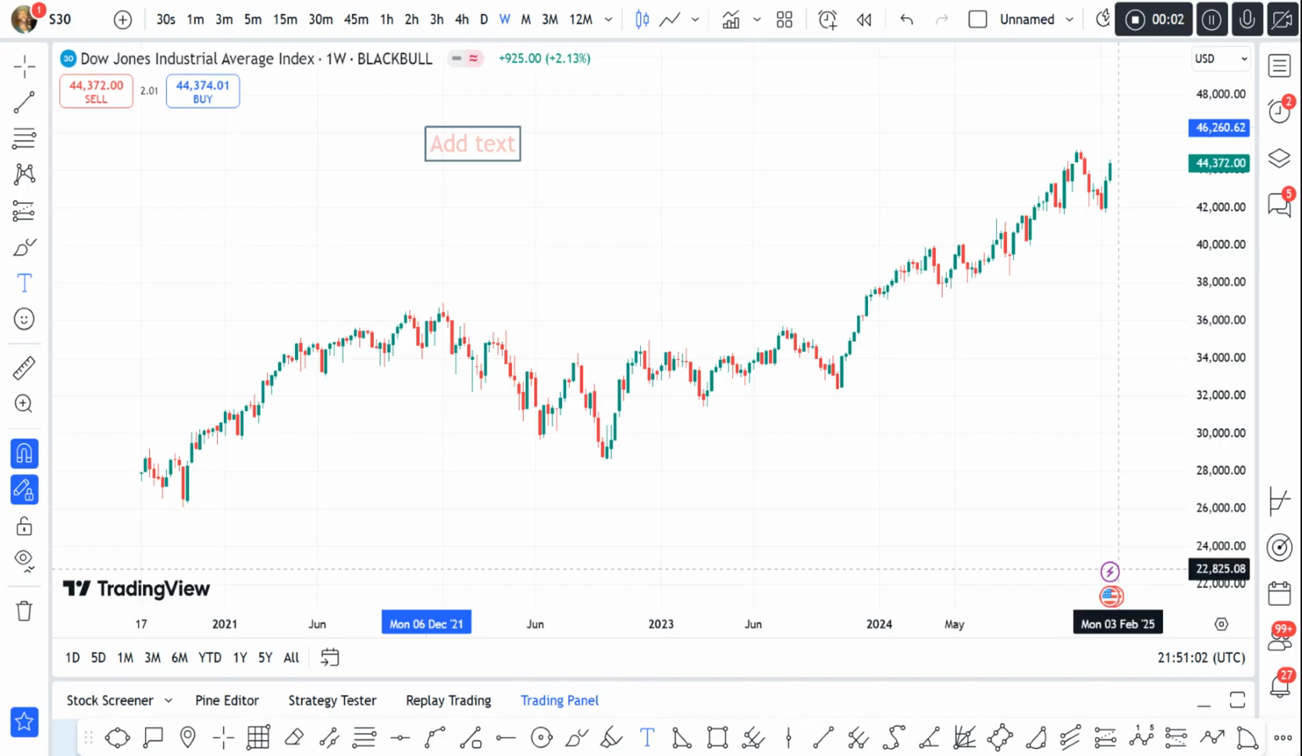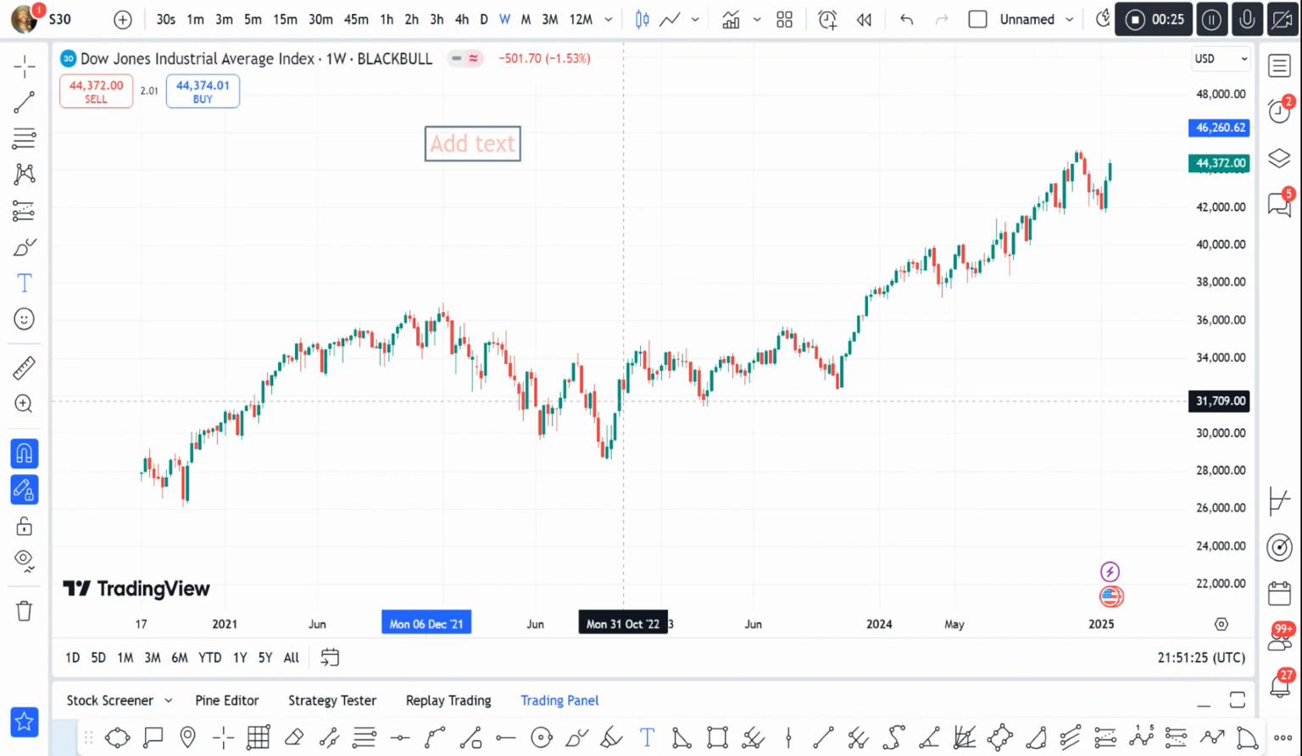So let's look at US 30. US 30, very important. 30 large cap companies listed on the New York Stock Exchange and NASDAQ. It matters a lot to the US economy. US 30, don't play with it. If you are not a good trader, don't trade this thing. But we are coming to it.